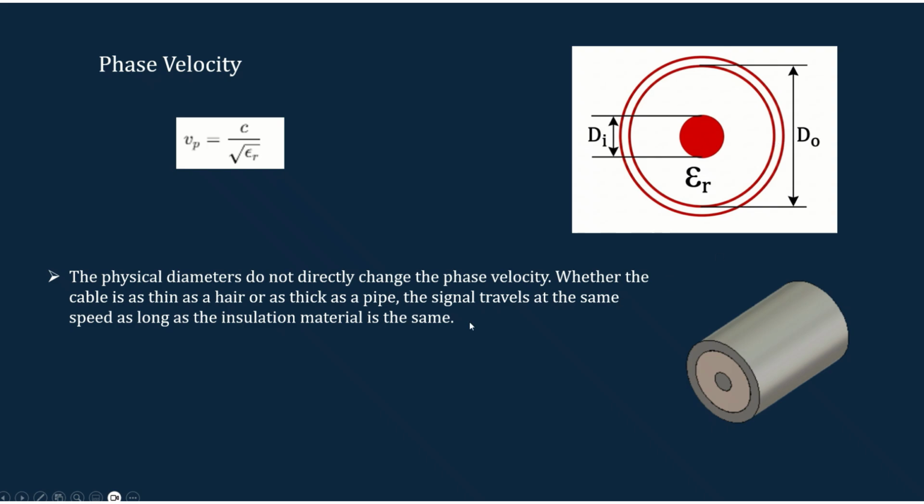That means that whether the cable is thin or thick as a pipe, the signal travels at the same speed if the material used in both the cables is the same. That is, the phase velocity only depends upon this material parameter.